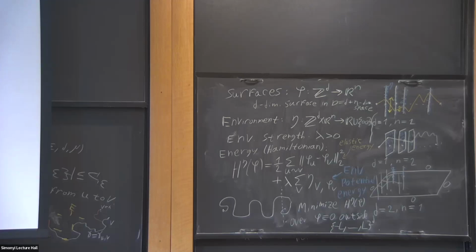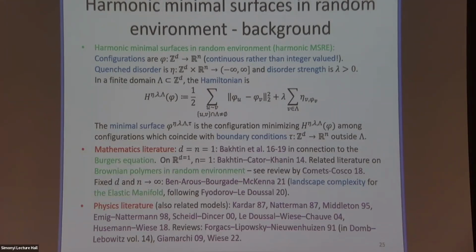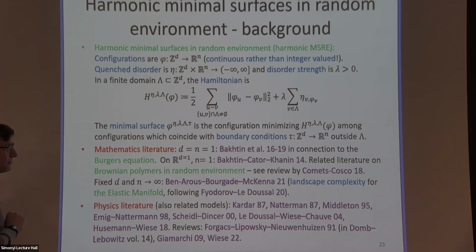Or maybe the next slide is about the background. So as I said, the physics literature has a lot. The math literature only works in the D equal N equal 1 case, and in some cases they work on a fixed D and N going to infinity, but focusing on a different aspect, so the number of critical points instead of the minimizer. So altogether, at least for surfaces, we are the first ones.